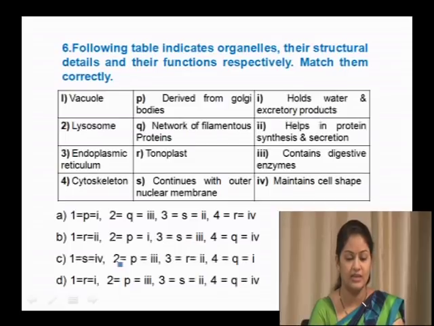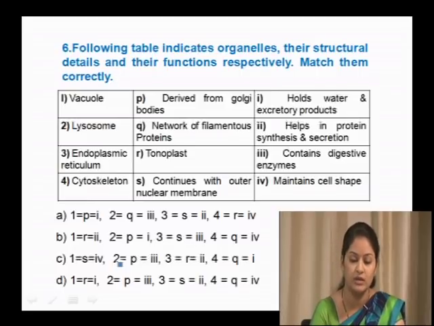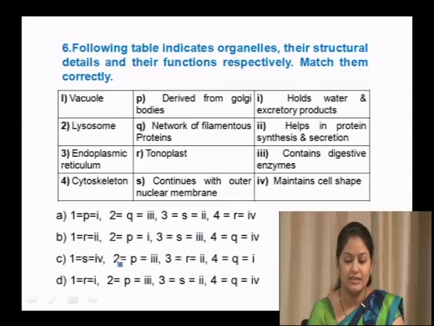Vacuole is actually associated with the tonoplast, so 1 goes with R. And if you look into its function in the third column, we can say that it holds the water and excretory product. So 1, R and Roman number 1 matches very well. 2. Lysosome. It is usually said that it is derived from the vesicles of the Golgi body, which will be filled with digestive enzymes. So for the second one, the option goes like this: 2, P and 3.